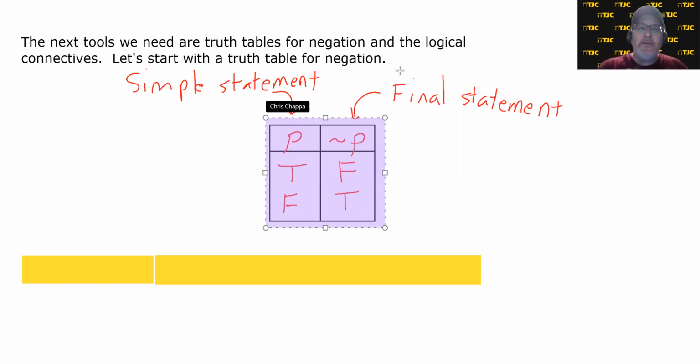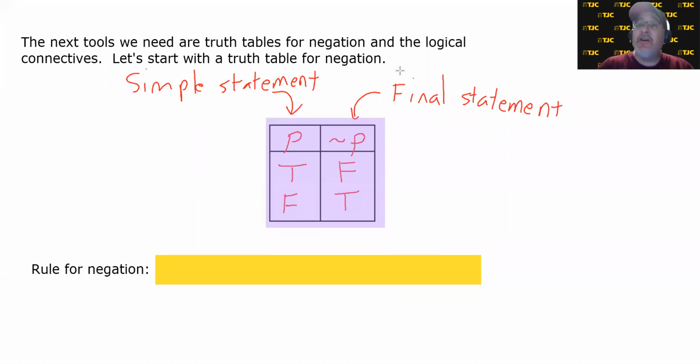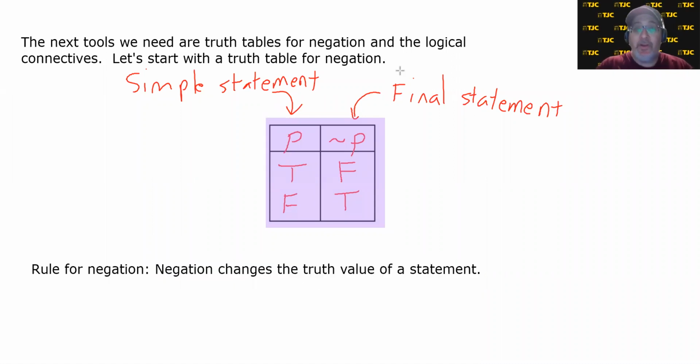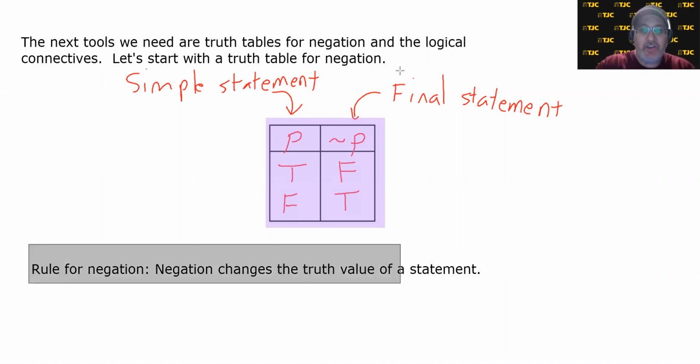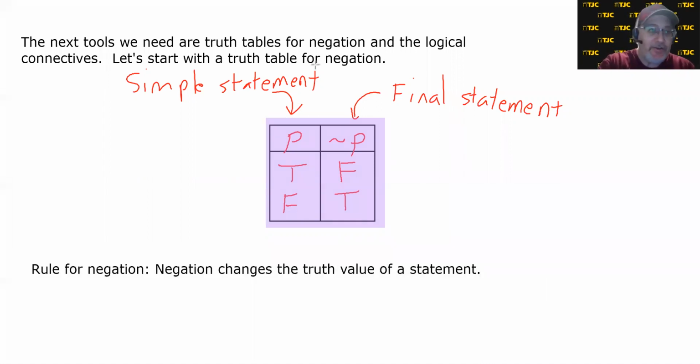Now, for every basic truth table that we're going to build, one for negation and one for each of the 4 connectives, each one is going to have a rule to follow, a verbal way of describing what happens in this truth table. So what is that rule for negation here? It's actually really simple. Negation changes the truth value of a statement. That is the rule for negation.